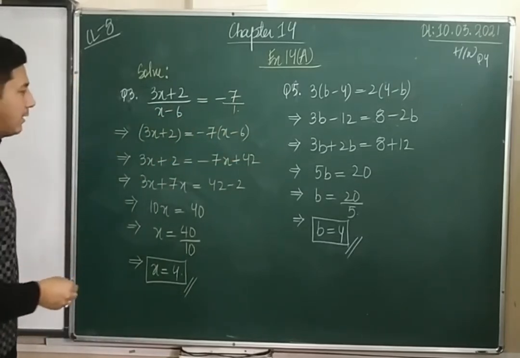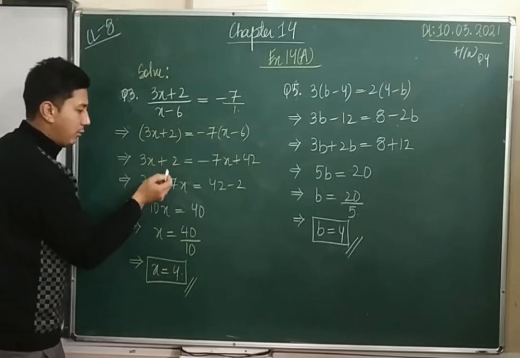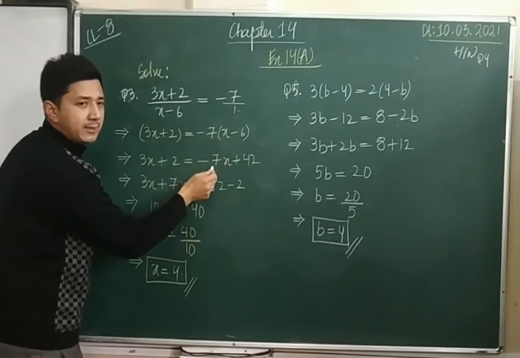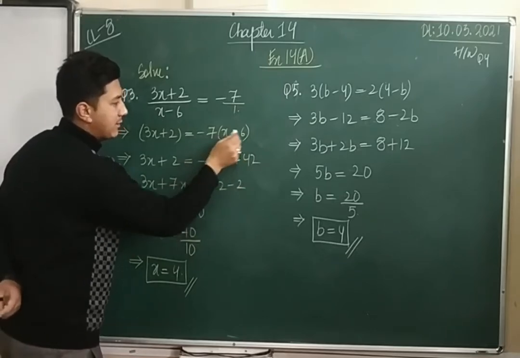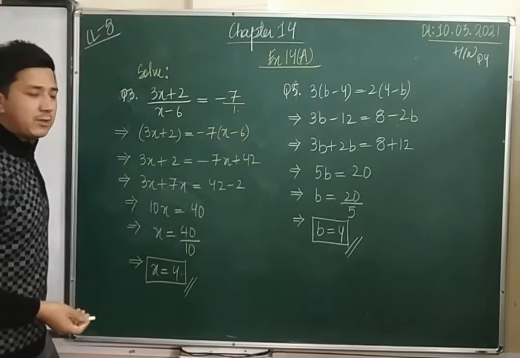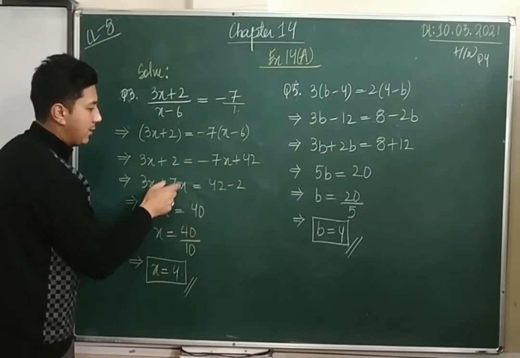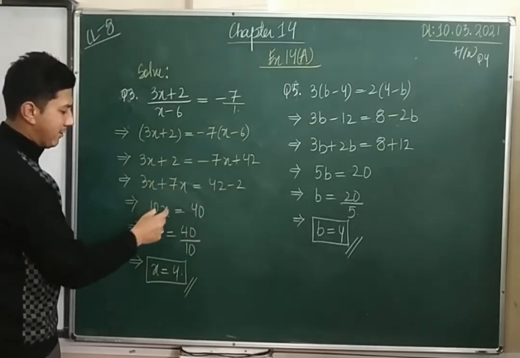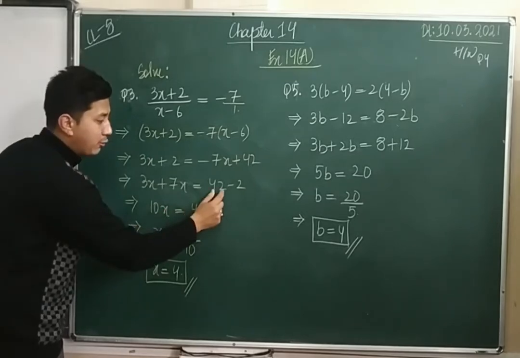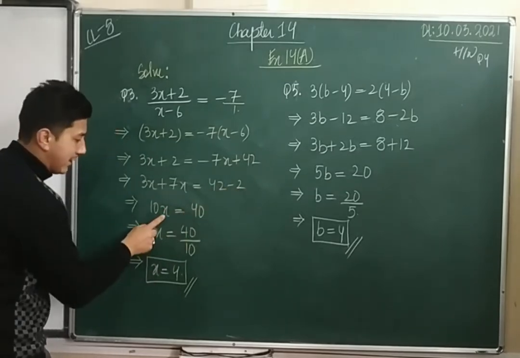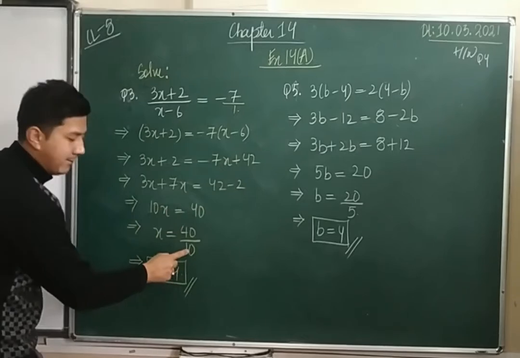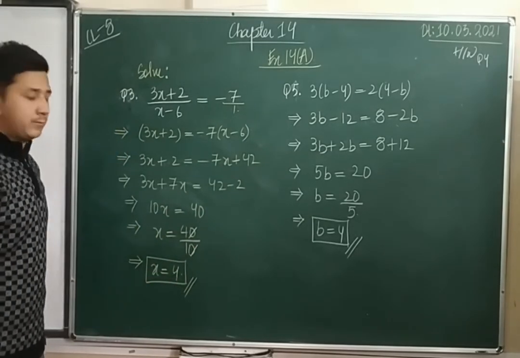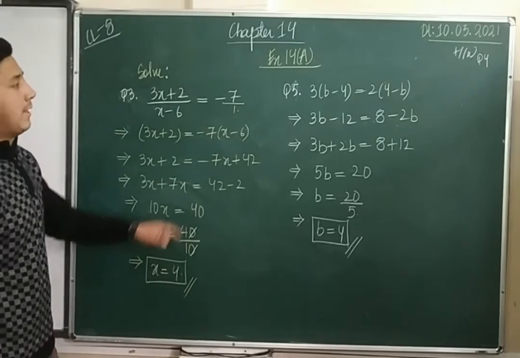So 3x plus 2 remains as 3x plus 2. Here I can multiply: minus 7x, minus into minus is plus, 7 6s are 42. Again keep x together. So x together, minus 2 will be minus 2. 3 plus 7, 10x, 42 minus 2, 40. So x is equal to 40 divided by 10, the 0s cancel out. So x equals 4. Pause the video, note it down. I move to another one.